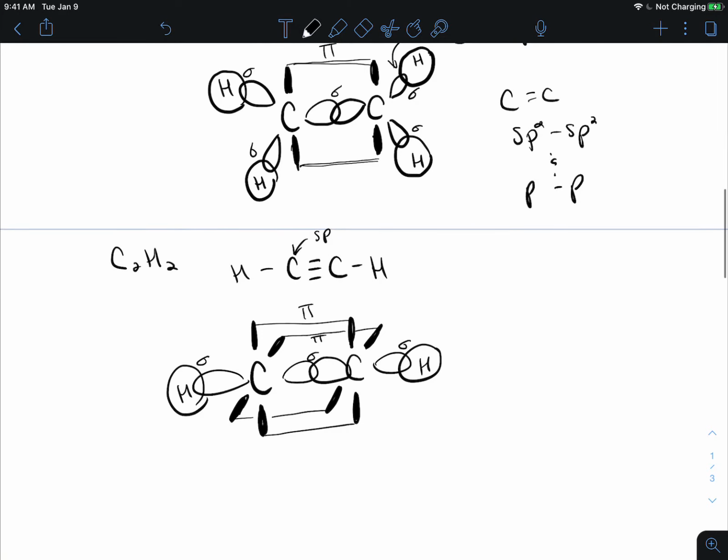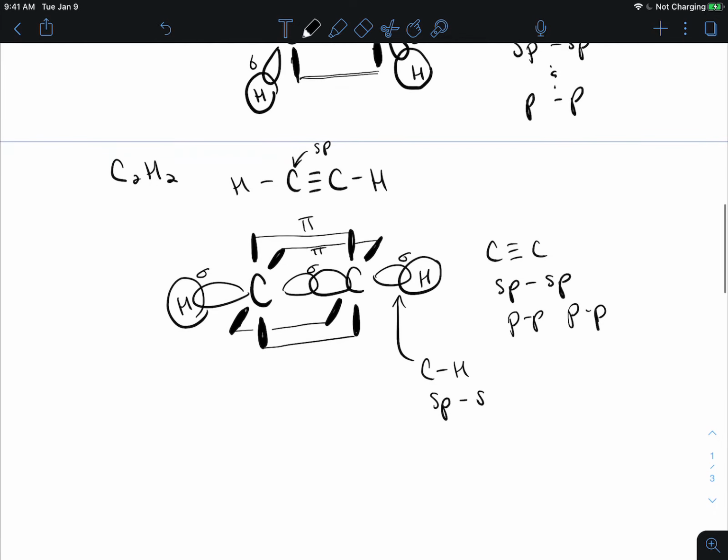Down here, our carbon-carbon is sp overlapping with sp, and then it's got two pp overlaps. And then our carbon-hydrogen is sp overlapping with s. Okay.